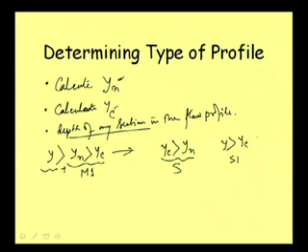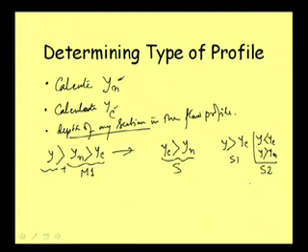Then suppose if y is less than yc, but y is greater than yn, if we give these two combinations, this will give us S2. So like that we need to compare the value of yc, yn and one of the known depths of the flow profile, and that way we get what the type of profile is.